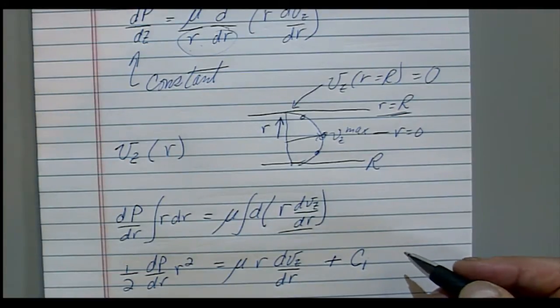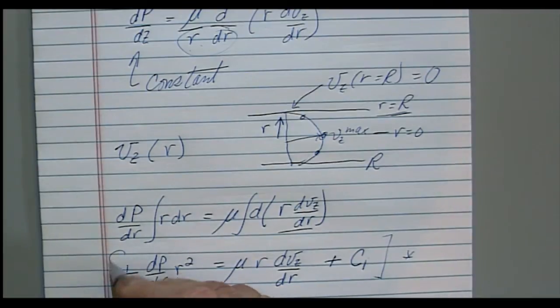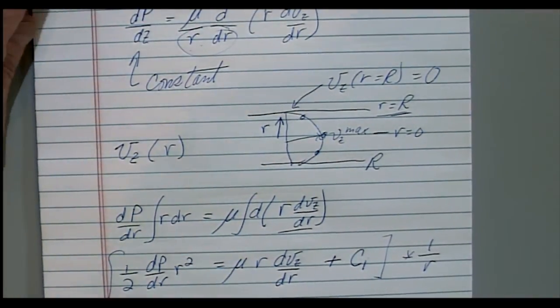Okay. So what I'm going to do is I'm going to multiply this whole equation, both sides, by 1 over r, and take it to the next step.